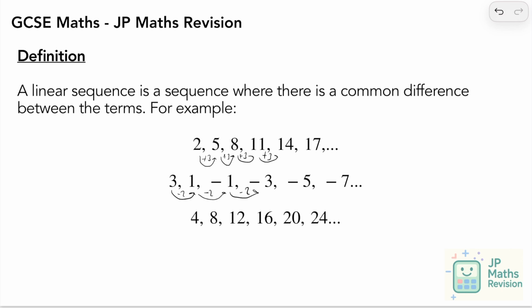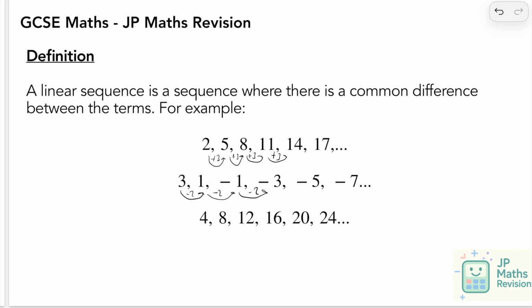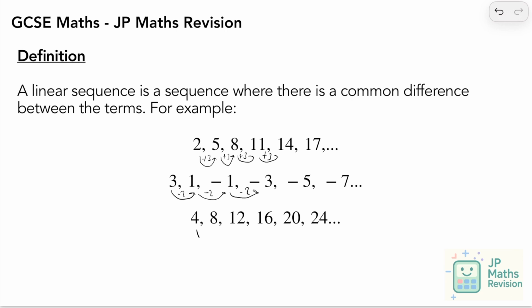This last one, we have 4, 8, 12, 16, 20, 24. You can see this is the 4 times table. So to get from one term to another, you're just adding 4 each time. So again, this is a linear sequence because there is a common difference of +4.